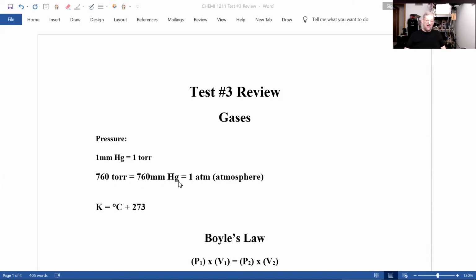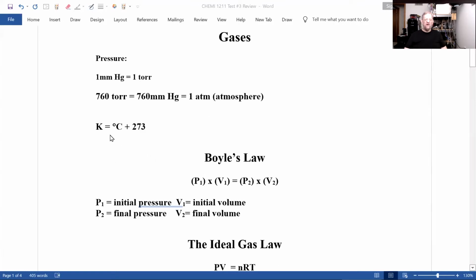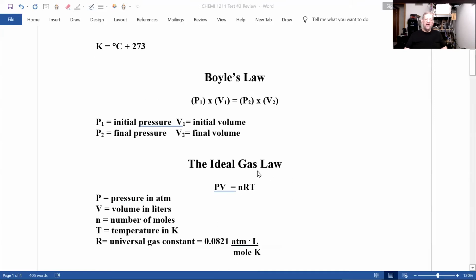And we did this in the gas problem set. For gases, we use temperature in Kelvin for the gas laws. I'll give you this: Kelvin equals degrees C plus 273. 273 is the exact number. Now, the first gas law, which we did problems on, is Boyle's law. P1 times V1 equals P2 times V2. P1 is the initial pressure. V1 is the initial volume.